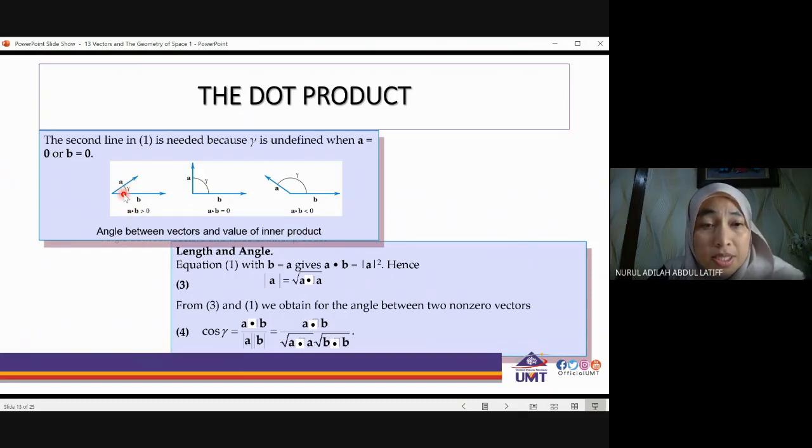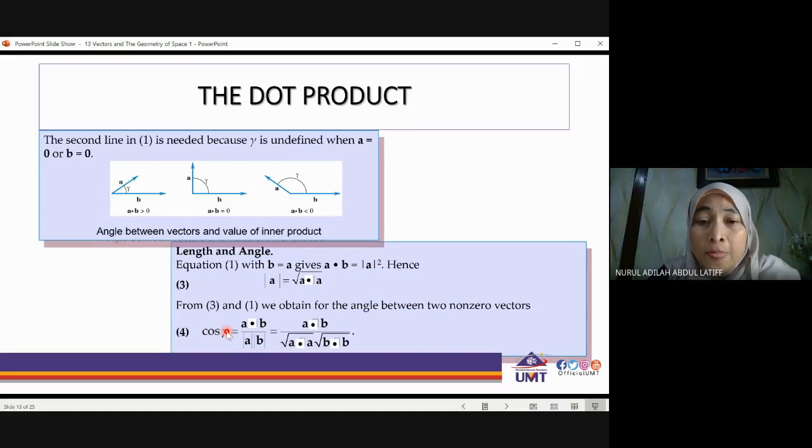So the angle, or degree, is this one. If A dot B is smaller than 0, then the angle will be this one. Okay, so length and angle: equation 1 with B equals A gives A dot B equals A squared, hence the length of A is the square root of A dot A. So from 3 and 1 we obtain the angle between two non-zero vectors.